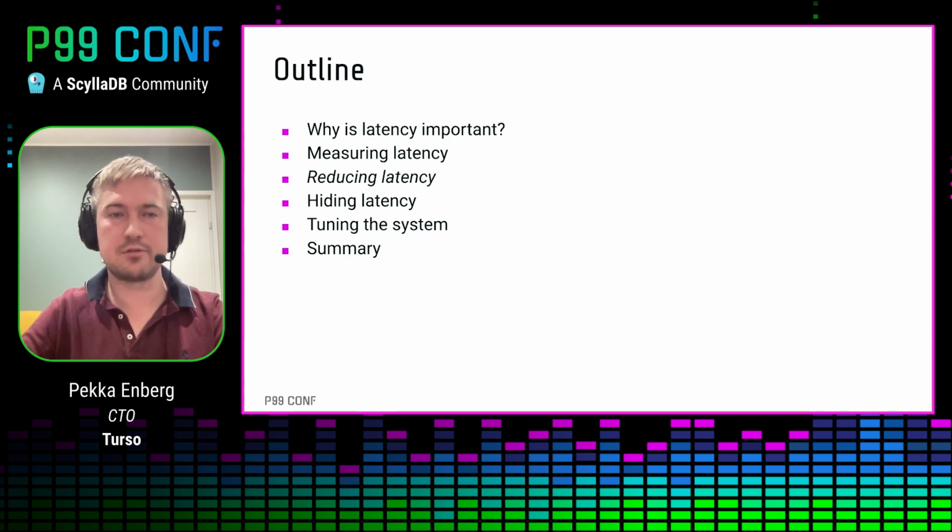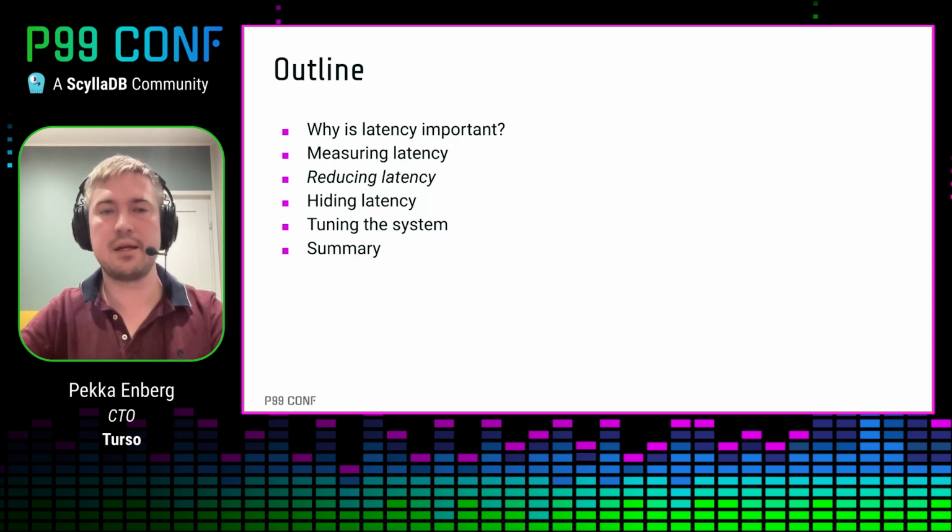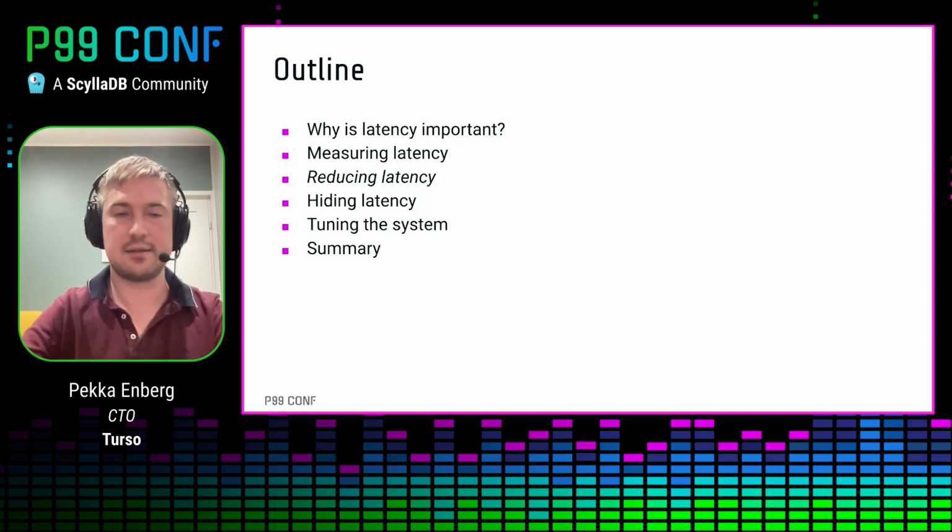So now we talked about why latency is important, how to measure latency, and how we can reduce latency by avoiding waiting. So if we can't really do any of this optimization, how do we go about hiding latency?